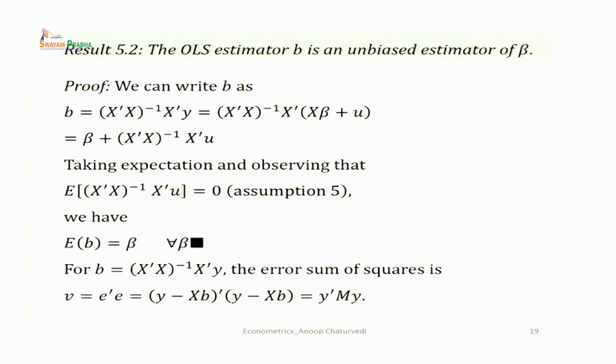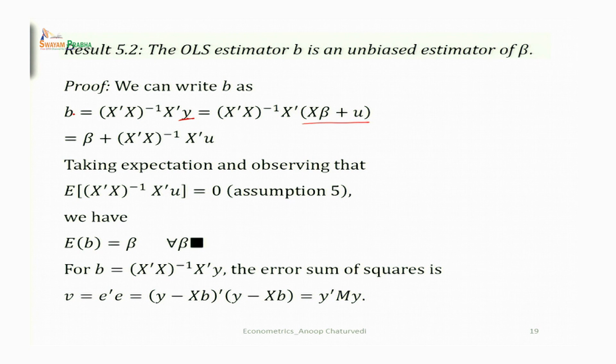Now, we prove that the OLS estimator b is an unbiased estimator of beta. For this purpose, in this expression for b, we write Y equal to Xbeta plus U. So, you get (X'X)^{-1}X'Xbeta, which is equal to beta, because (X'X)^{-1}X'X is identity matrix, plus (X'X)^{-1}X'U.